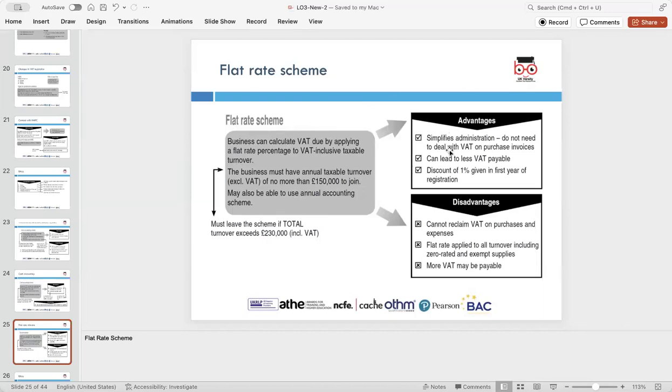Advantages: simplifies administration, do not need to deal with VAT on purchase invoices, and lead to less VAT with a 1% discount. Disadvantages: cannot reclaim VAT on purchases and expenses, and the flat rate is applied to all turnover including zero rated and exempt supplies, so more VAT may be payable.